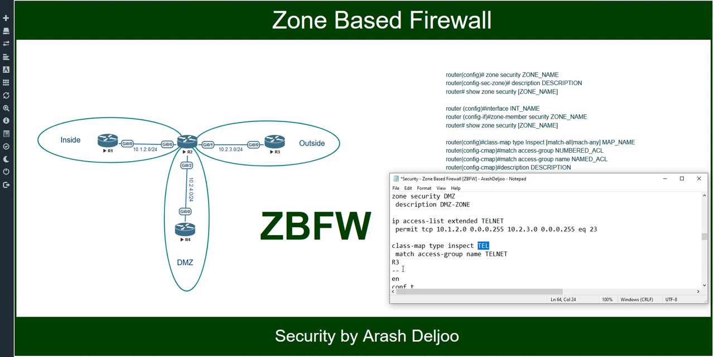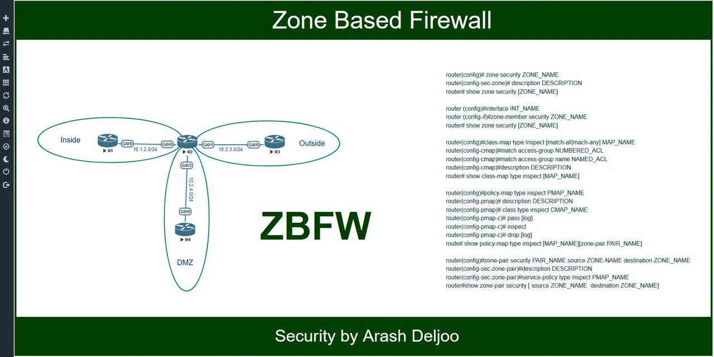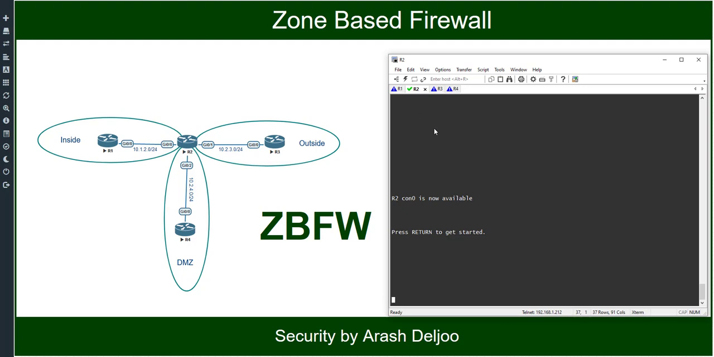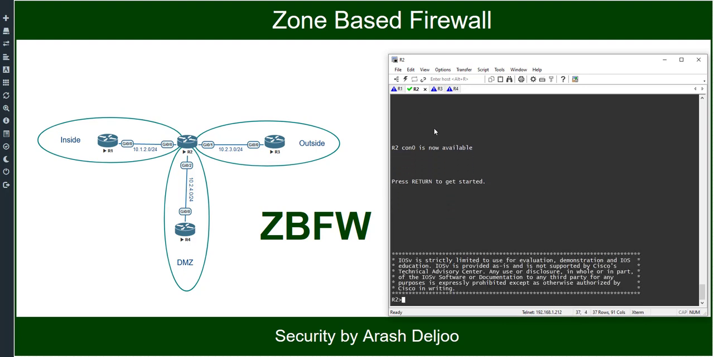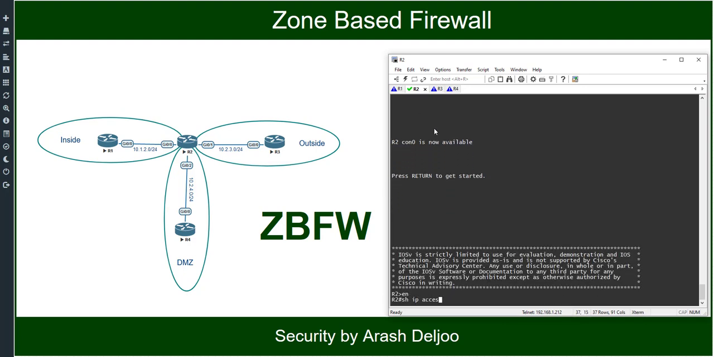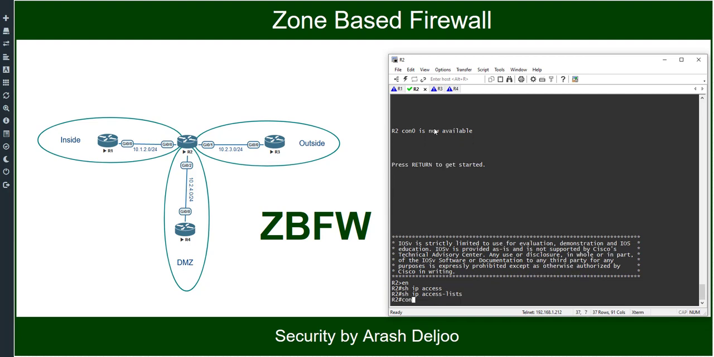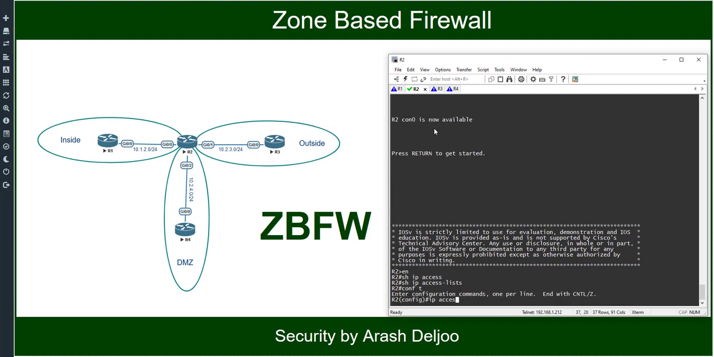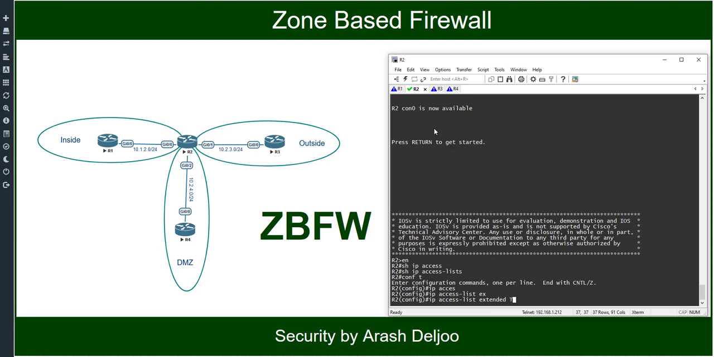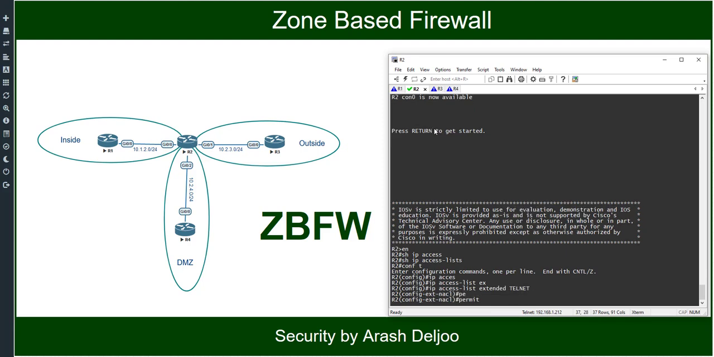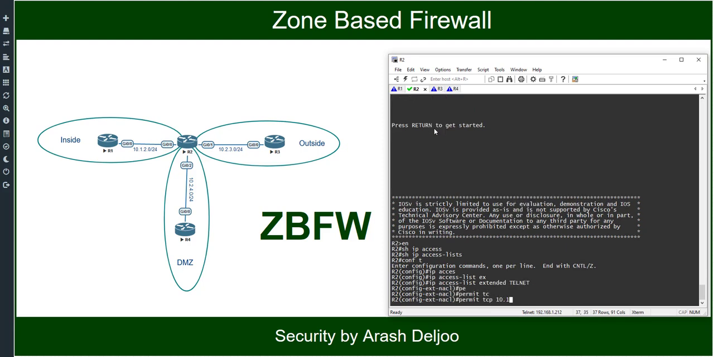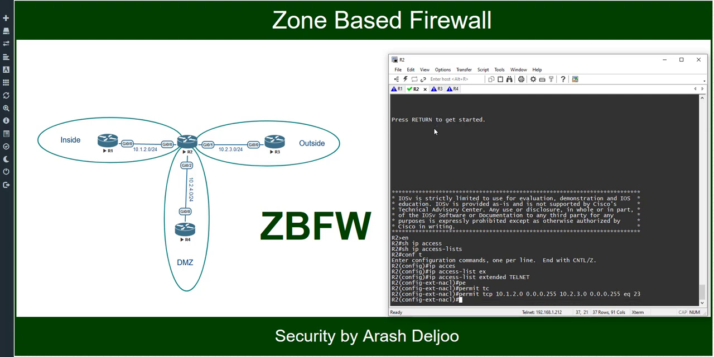Let me configure these two objects in router 2. First, the ACL. First, let me show you show ip access-list. We don't have any access list. Okay, configure terminal, ip access-list extended telnet. Okay, permit tcp from 10.1.20.0 0.0.0.255 to 10.2.30.0 0.0.0.255 eq 23. Okay, this is the IP access-list command.